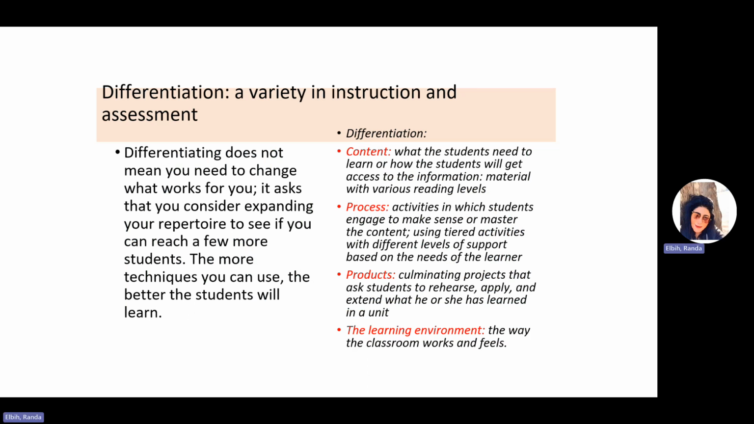So again, differentiation does not mean that you need to change what works for you. It asks that you consider expanding your repertoire to see if you can reach a few more students. The more techniques you can use, the better the students will learn.